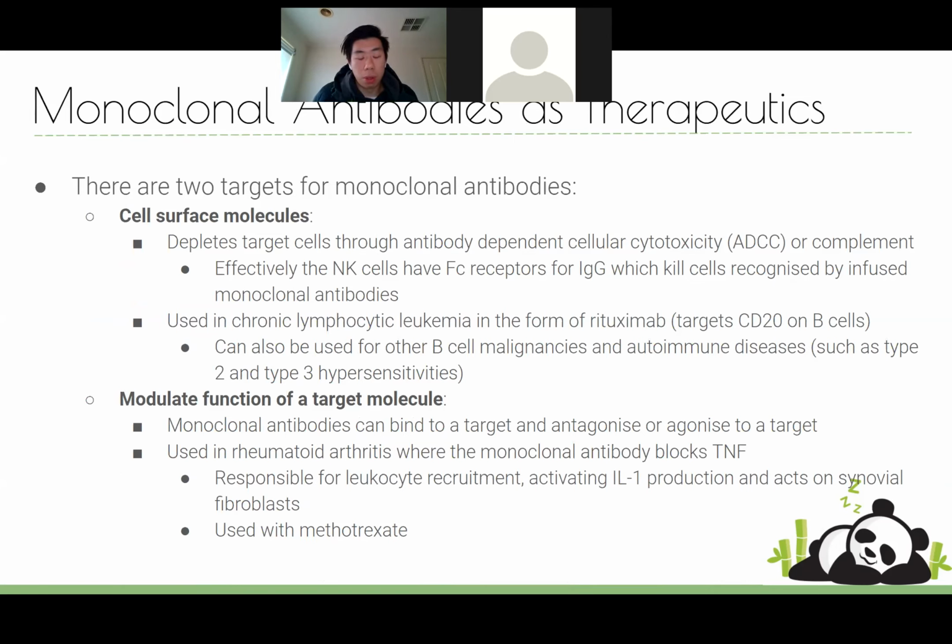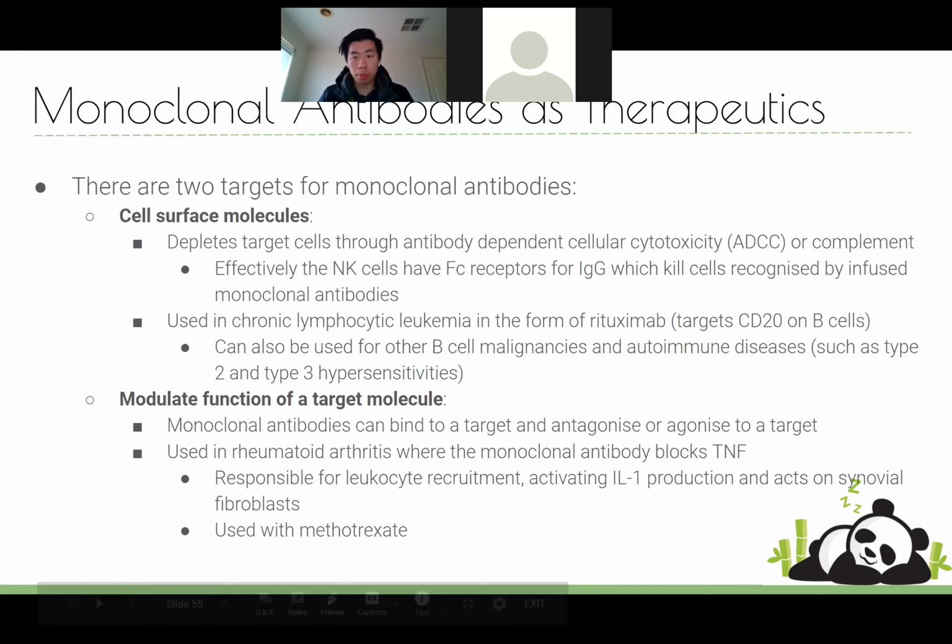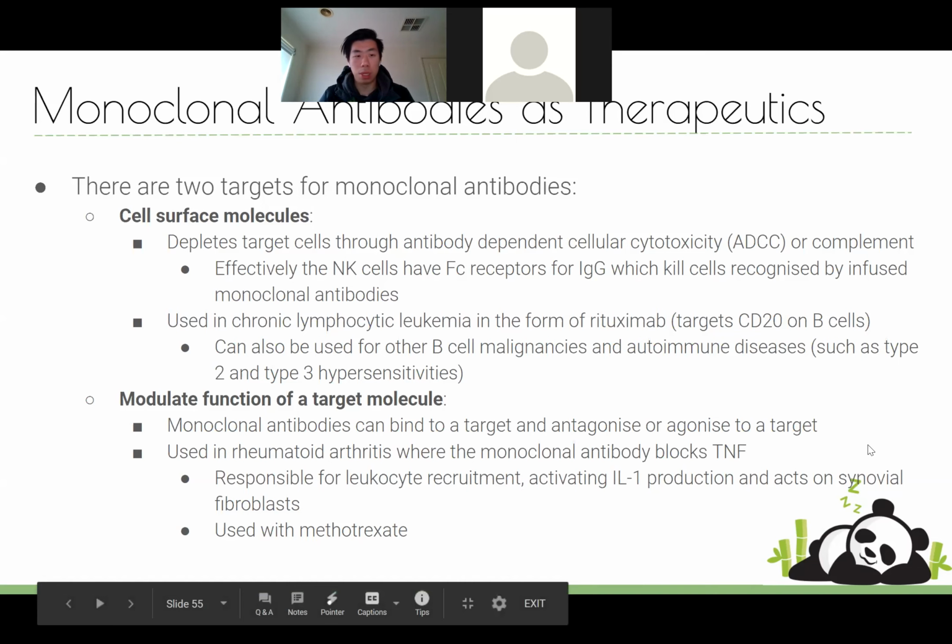So there are 2 targets for monoclonal antibodies, either cell surface molecules, which deplete target cells through antibody-dependent cellular cytotoxicity. Basically, they fuse NK cells on Fc receptors. They're used in chronic lymphocytic leukemia, and that is what rituximab is. Or they can modulate the function of a target molecule, i.e. they bind and antagonize or agonize a target, which is what rheumatoid arthritis has with monoclonal antibodies blocking TNF, blocking that production. It's used with methotrexate, but that's more detail.